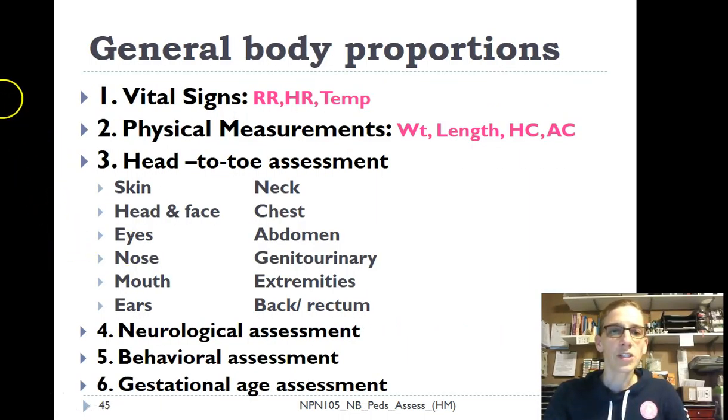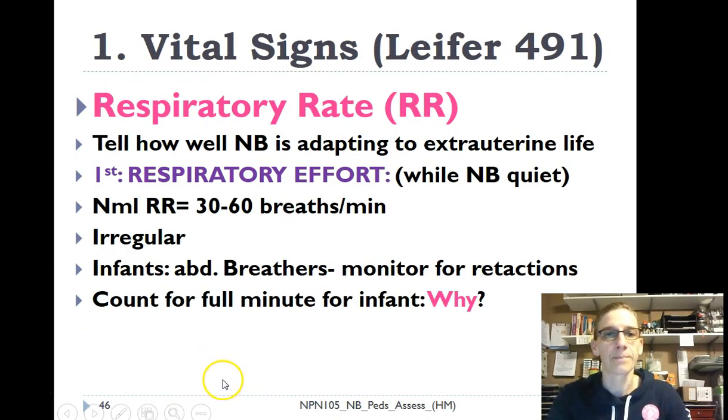General body proportions, you've got your vital signs, respiratory rate, heart rate, temperature, physical measurements such as weight, length, head circumference, abdominal circumference. Your head to toe assessment includes all of the following. Neurological assessment, behavioral assessment, gestational age assessment.